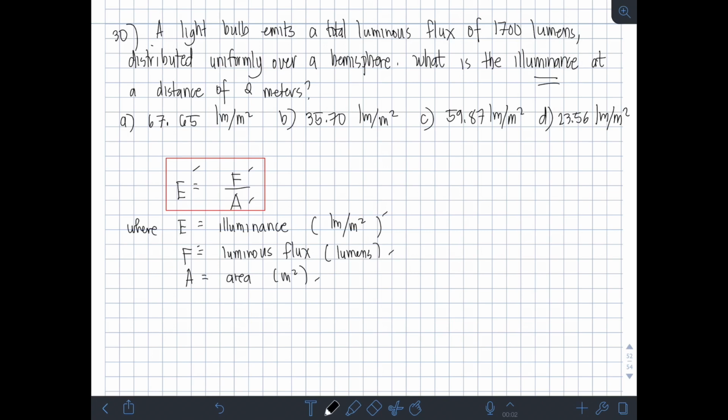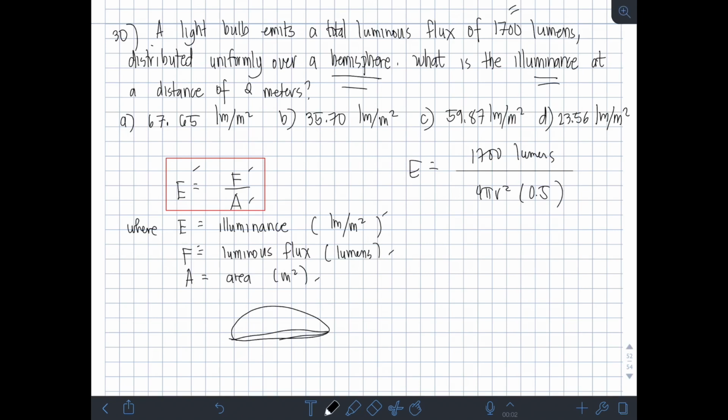So, meron tayong given dito na luminous flux, which is 1,700 lumens, over area. So, ano yung area natin? So, meron tayong hemisphere, right? So, ibig sabihin, kalahati lang nung sphere or 50% nung sphere. So, alam natin na yung surface area nung sphere is 4 pi r squared. Pero dahil hemisphere nga lang siya, times 0.5 kalahati.